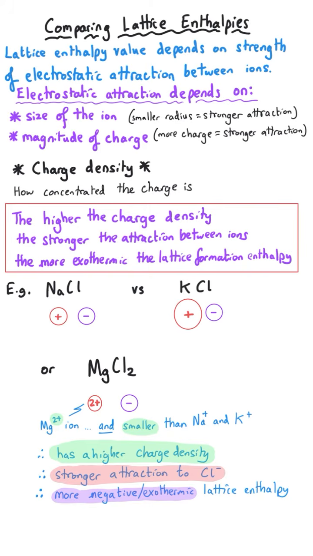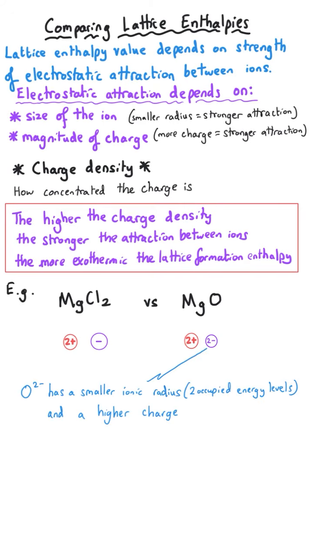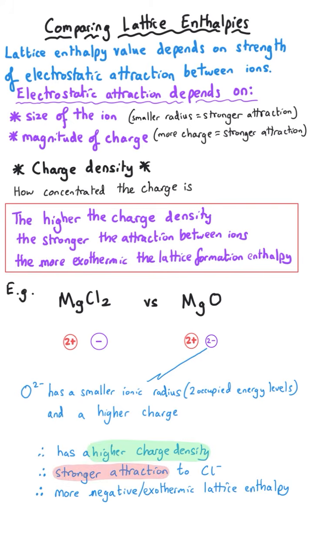One final pairing: if we compare MgCl2 to MgO, this time the positive ions are both the same, so any differences will not be down to that ion. It will be down to the size and charge density of the Cl- ion and the O2- ion. You'd expect the O2- to have a smaller radius and also to be more highly charged, and therefore it will have a higher charge density and a more exothermic lattice formation enthalpy.